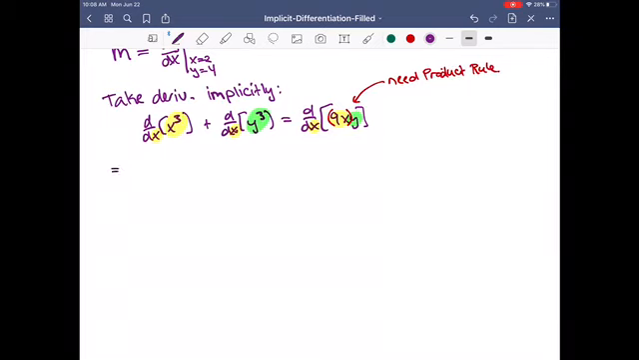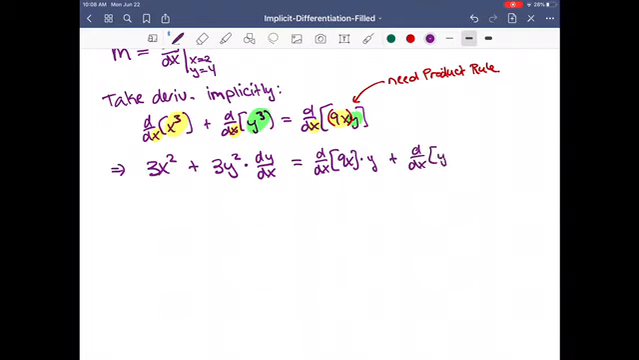So when I take the derivative, this first one is going to be 3x squared. Now the second one, I take the derivative of the outside, so that's 3y squared, but then I have to multiply by the dy dx, the inner derivative. So here I'm going to write out the product rule, sorry. I'm going to have the derivative of 9x times y plus the derivative of y times 9x.